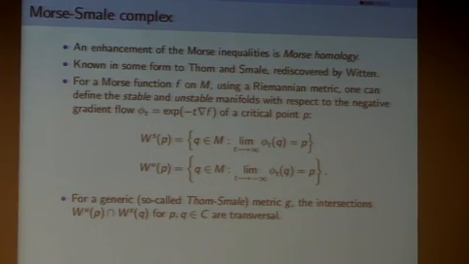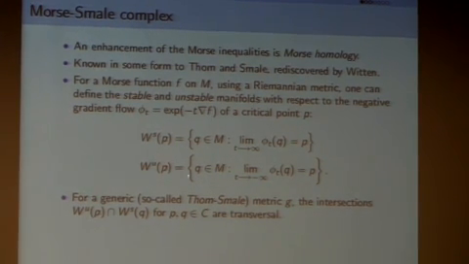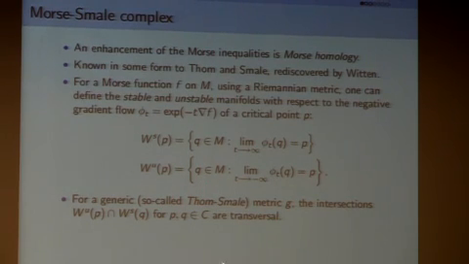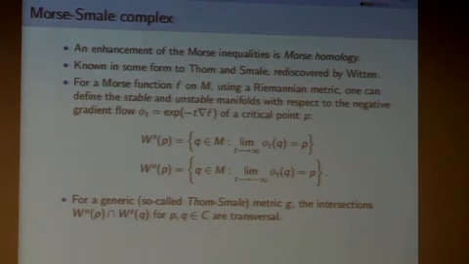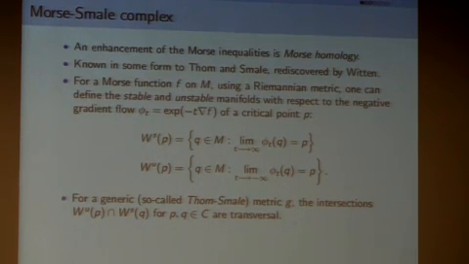So now, for a generic metric, it turns out that for different critical points, the intersections of the unstable submanifold of one critical point and the stable submanifold of the other are transversal intersections. This is some condition, but it turns out that it's realized for a dense set of metrics on the manifold. So you can assume that this holds.